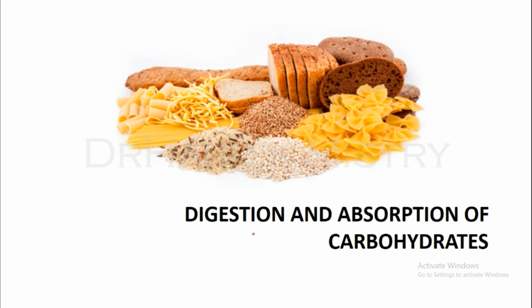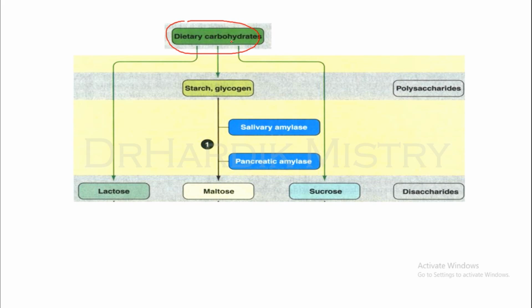Digestion and absorption of carbohydrates. I think everyone knows about the foods which are rich in carbohydrates. Dietary carbohydrate includes lactose, starch and glycogen, and sucrose. Starch and glycogen, when acted on by salivary amylase and pancreatic amylase, are converted to maltose. So we have three disaccharides: lactose, maltose and sucrose.